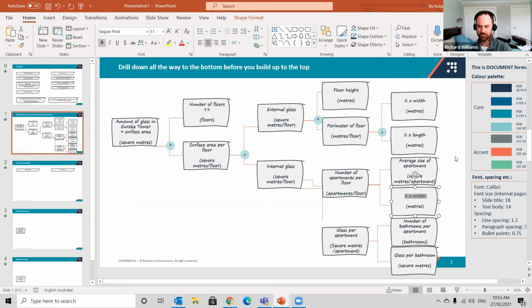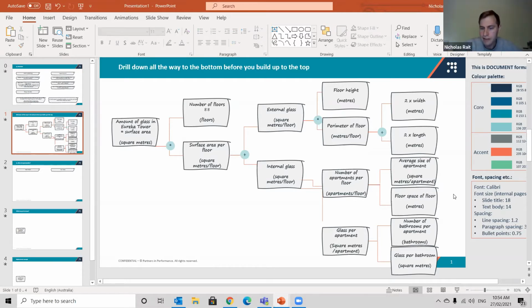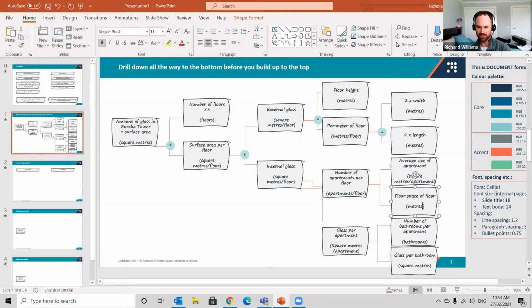It's the total floor space of a floor. Yep. And what unit is that in? It's in square meters. Square meters per floor, right?